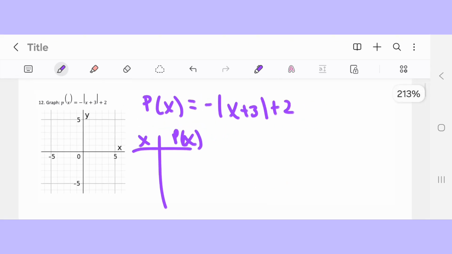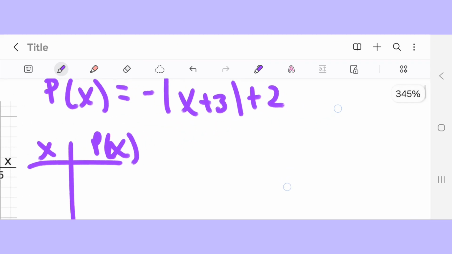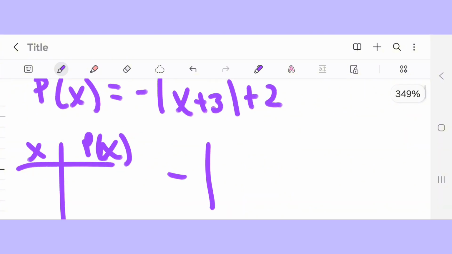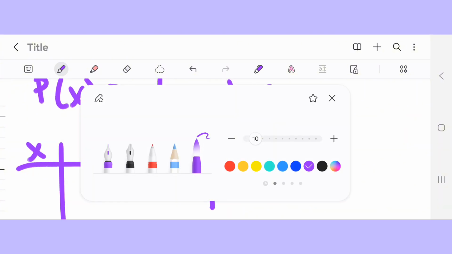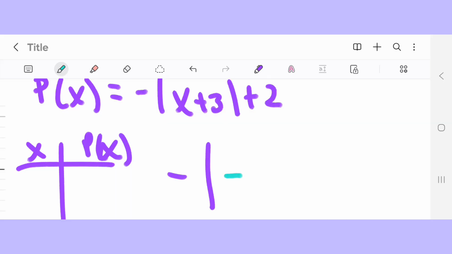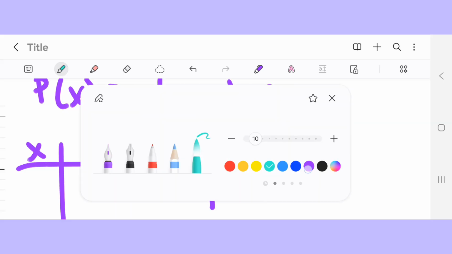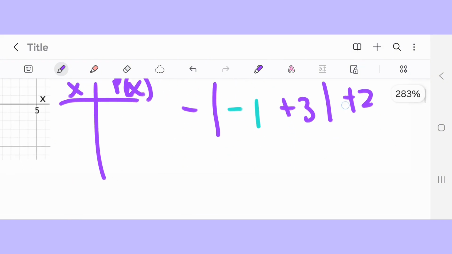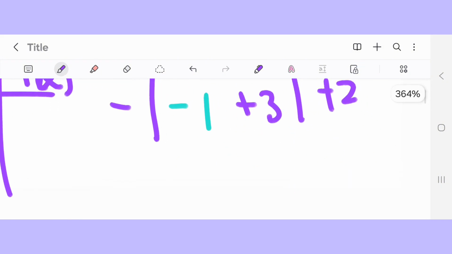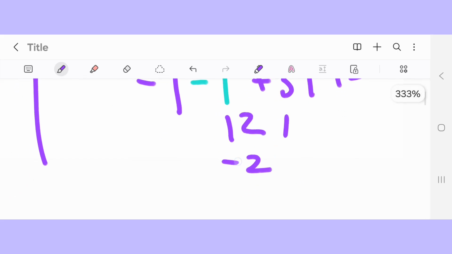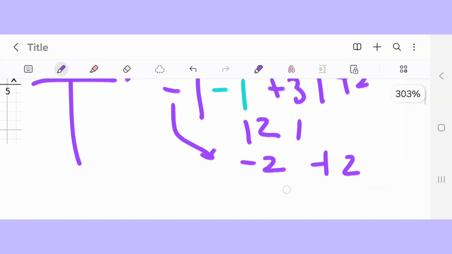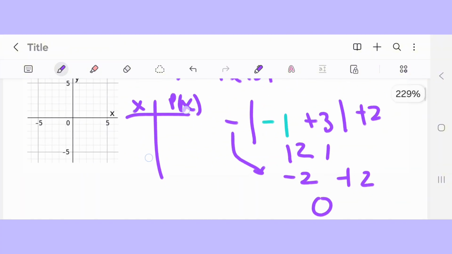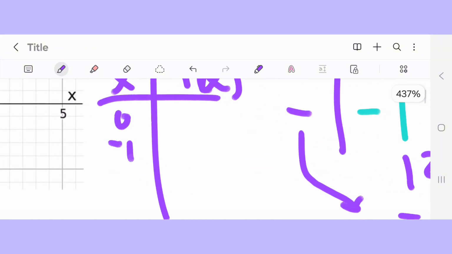Okay, so let's just start off with negative 1 for funsies. So we have negative 1. I'm going to do this in a different color just so it's obvious what number we're working with. Plus 3, plus 2. So we know negative 1 plus 3 is 2. The absolute value of 2 is 2. That's going to become a negative because it said negative absolute value, plus that 2, and it's going to be 0. So I'm just going to plug in 0, negative 1.